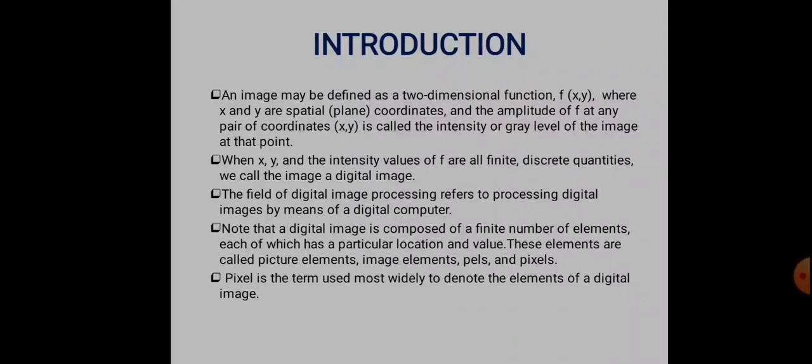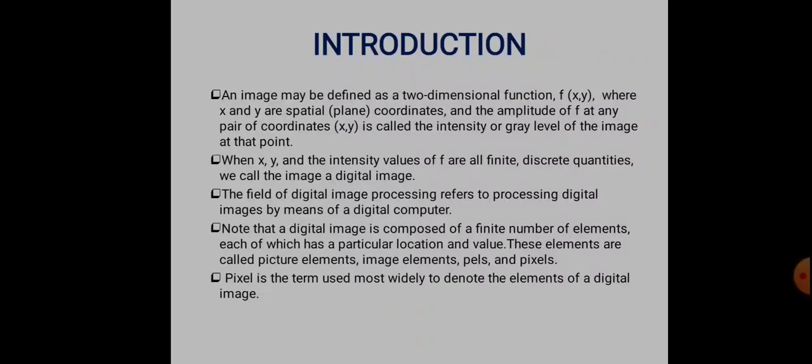So at every location of the image you can get the amplitude value, which is nothing but the intensity or gray level of the image at that particular point, okay? Normally you represent an image in 2D form, which is f of x comma y, okay? At every point in the image you can access the amplitude, which is called the intensity or gray level of the image.